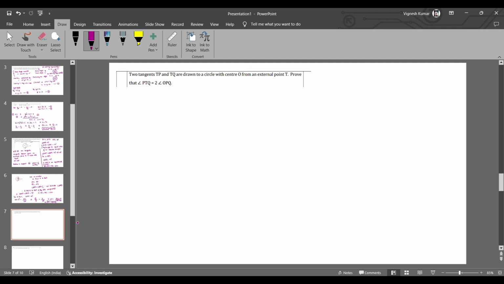Two tangents TP and TQ are drawn to a circle with center O from an external point T. Prove that angle PTQ is equal to 2 angle OPQ. Let us try to visualize this question first.